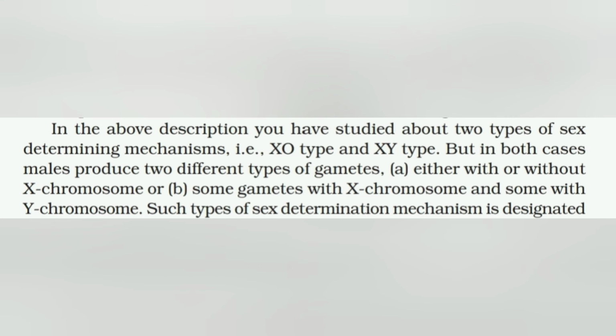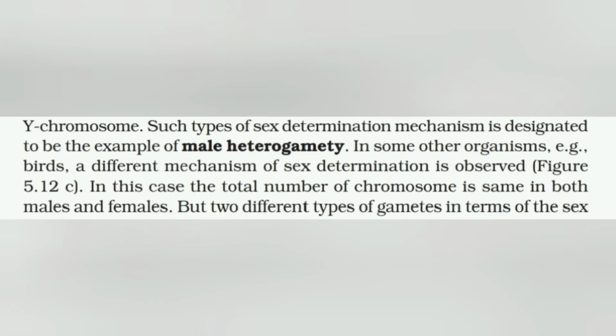But in both cases, males produce two different types of gametes, either with or without a chromosome, or some with X and some with Y chromosome. Such a type of sex determination mechanism is designated as an example of male heterogamety.